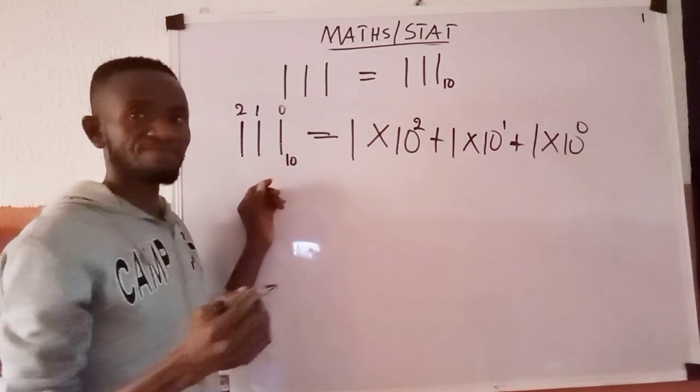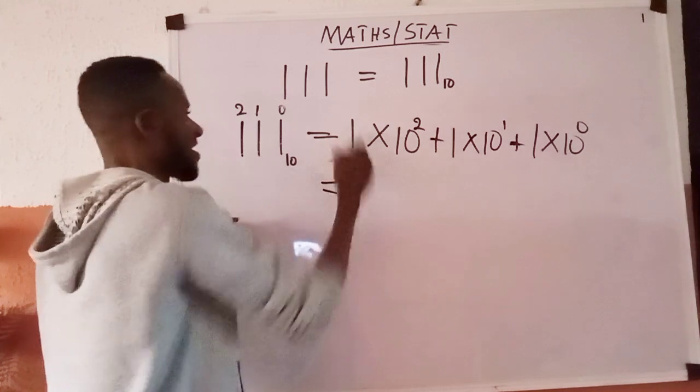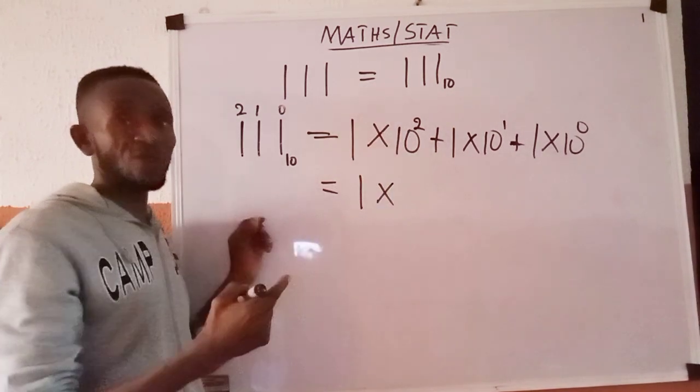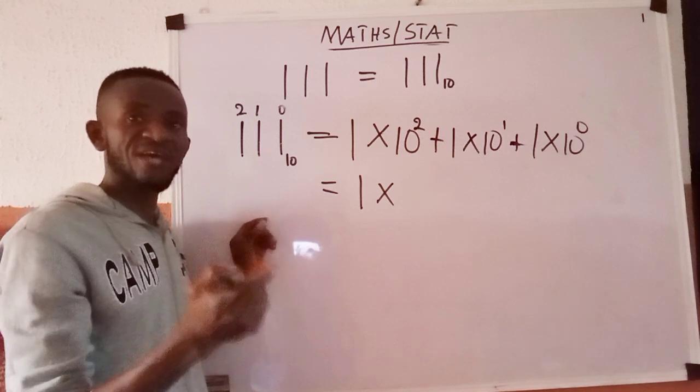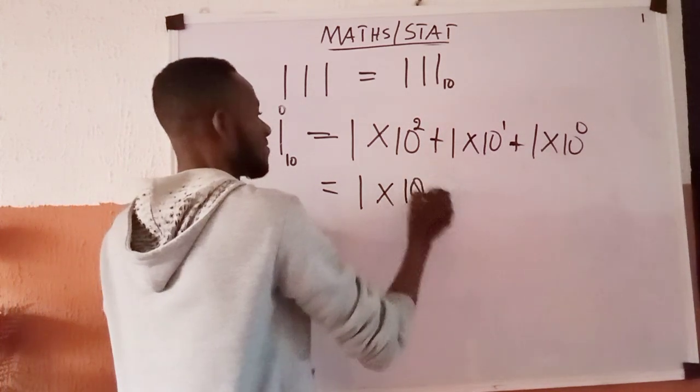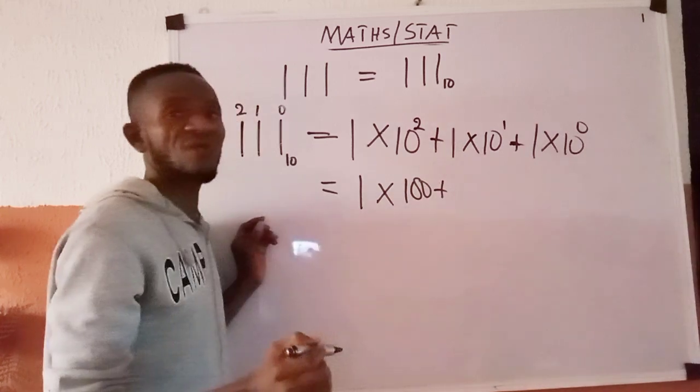So this equals 1 multiplied by 10 raised to power 2, which means 10 times 10, and 10 times 10 means 100. So you have 1, 0, 0, plus.